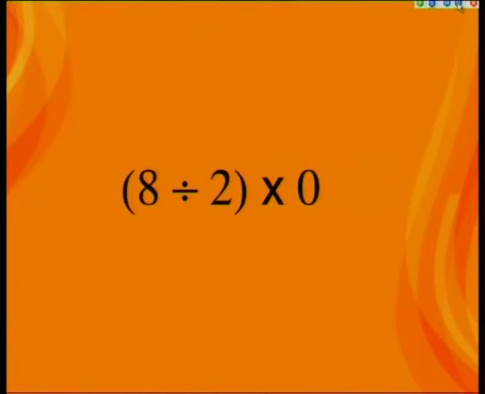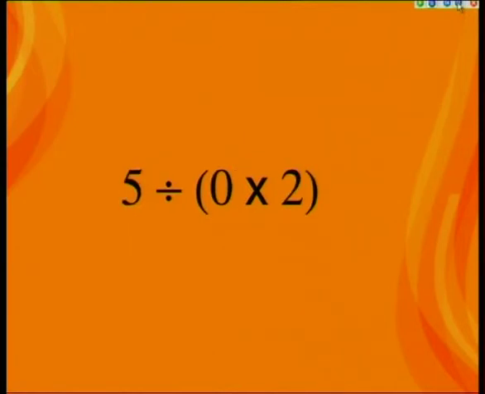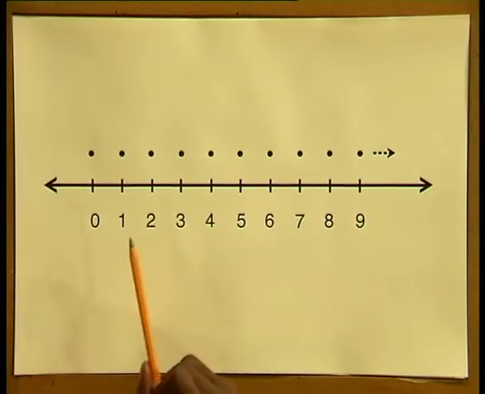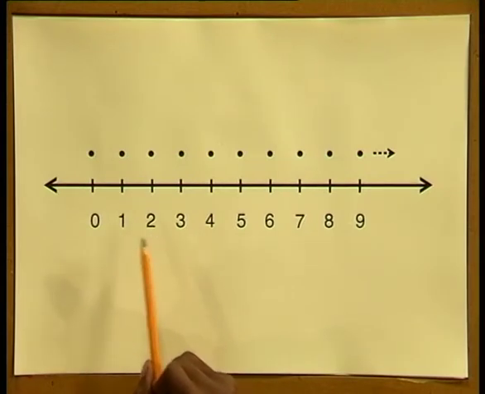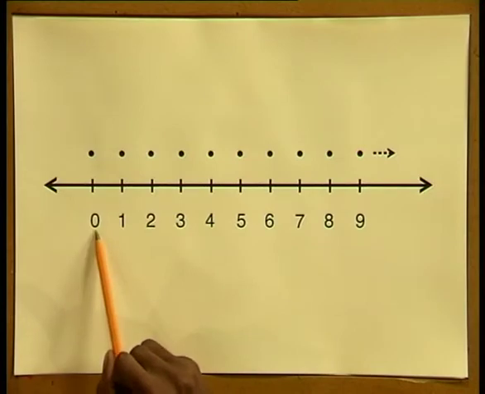11 divided by 0. Uh-oh, we found something that's undefined. 8 divided by 2 times 0. Okay, again this is 0. 5 divided by 0 times 2. Remember that 0 times 2 is 0, and you are trying to divide 5 by that 0. That's also undefined. Remember, 0 is a whole number but not a natural number. The set of whole numbers can be represented on the number line as follows. Note that it's all the natural numbers plus 0.